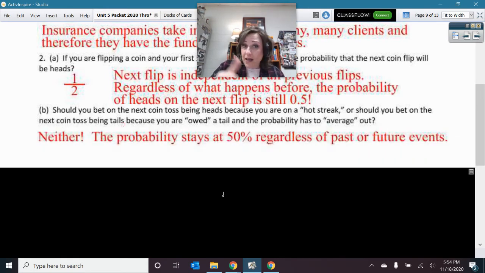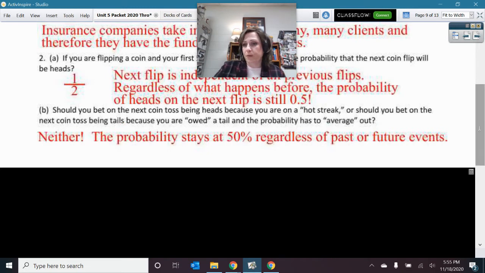The probability of this next coin flip being heads is 50%, regardless of what has just happened 800 times ago, or these last 800 coin flips. Okay? Independent. The fact that I got whatever I got before does not change the probability of me getting a heads on the next coin flip.